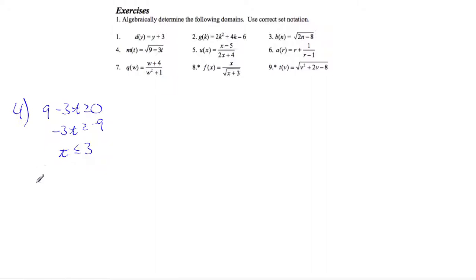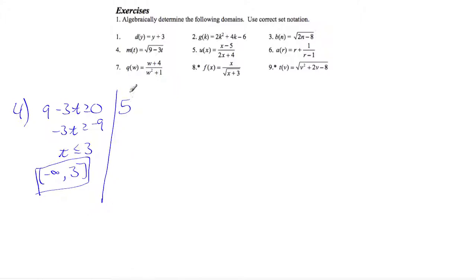And so if I write that as interval notation, that's going to be everything less than 3. So that's negative infinity all the way up to 3 and including 3. And I can test this by plugging this in. If I plug in 3 into this, you get 9 minus 9, which is 0. The square root of 0 is fine. So that's the answer to number 4.